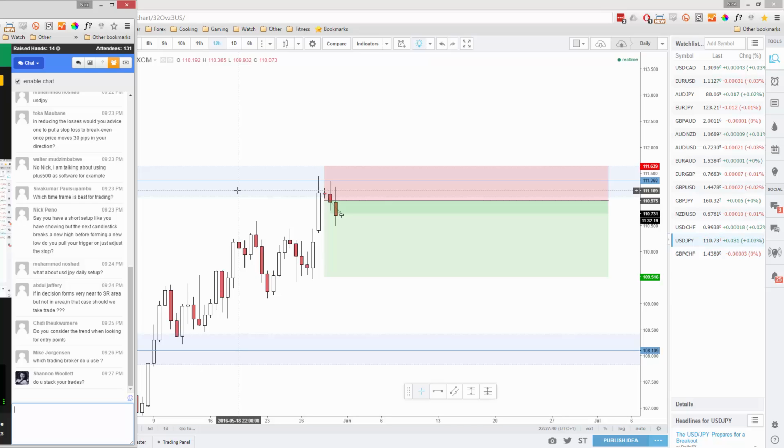Do I consider the trend when looking for entry points? Yes. Do you stack your trades? Generally, no. I like to only enter one trade at a time. Sometimes I enter two trades, but that's just because I like a relaxed approach to trading. Yeah, let's call it what it is. I like a lazy approach to trading, not relaxed, lazy. Managing 5 or 6 trades at once, I can't be bothered. It's too much of a hassle.